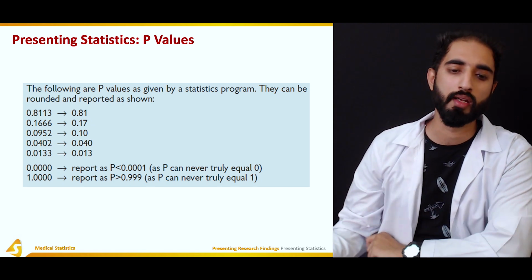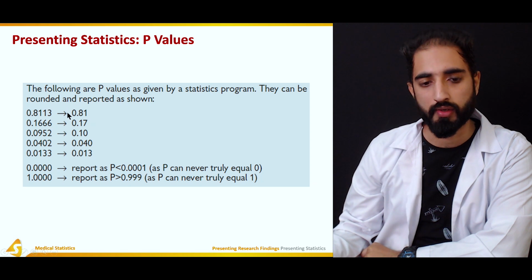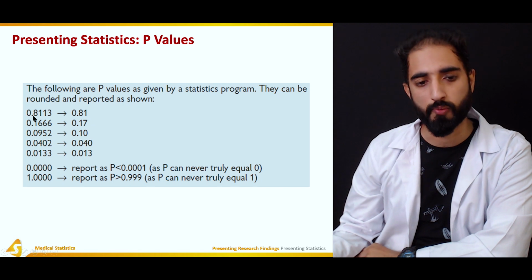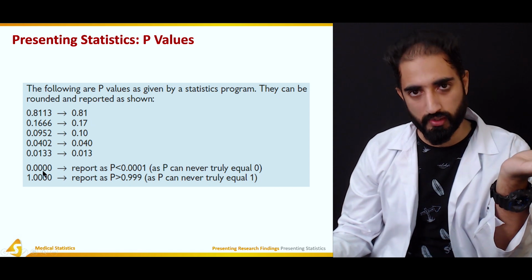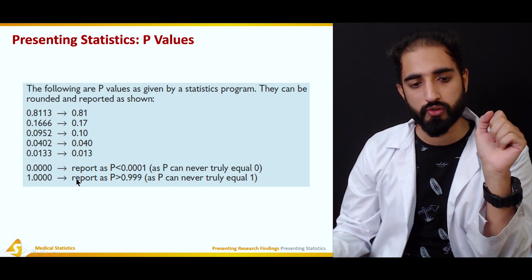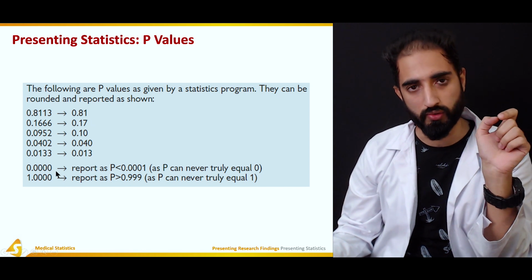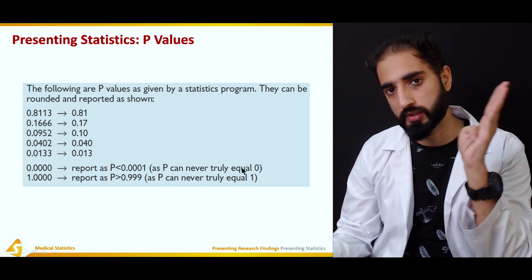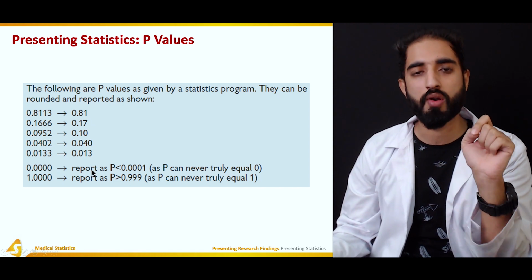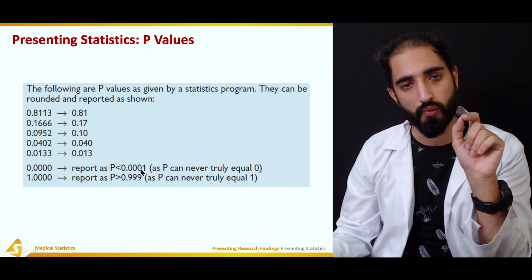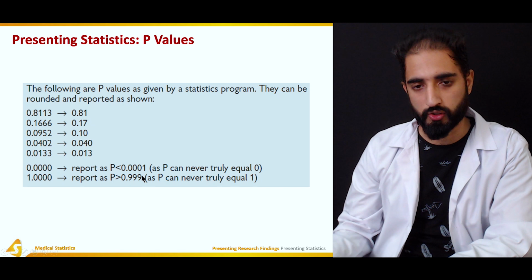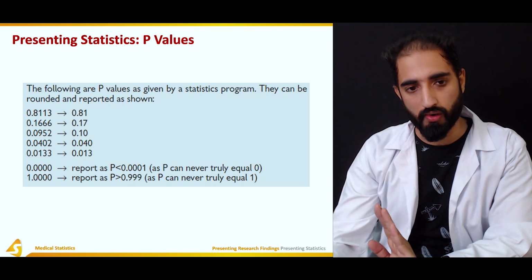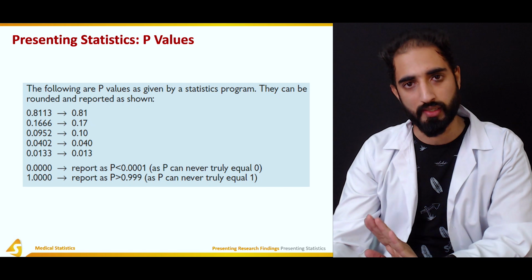They can be rounded and reported as shown here. So the rounding off here is to 2 significant figures or 2 decimal places. So 0.811 is 0.81. But sometimes you get 0.000 as the p-value, or 1.00 as the p-value. You should not interpret it as 0.000, because a p-value can never truly be 0 or truly be 1. So report it as less than 0.0001 or greater than 0.999. So that is another important fact that you should consider whenever you're presenting statistical values in terms of p-values.